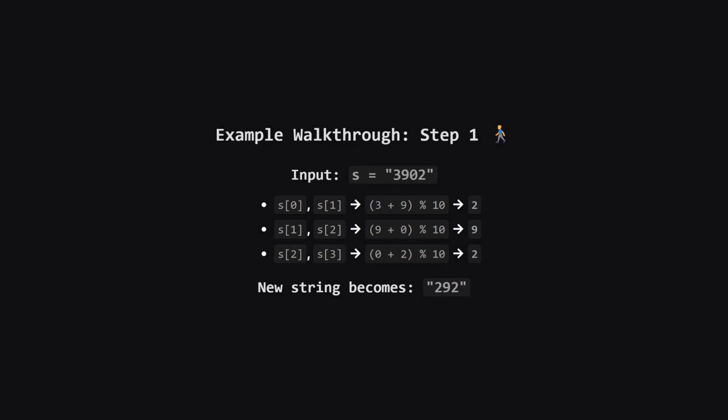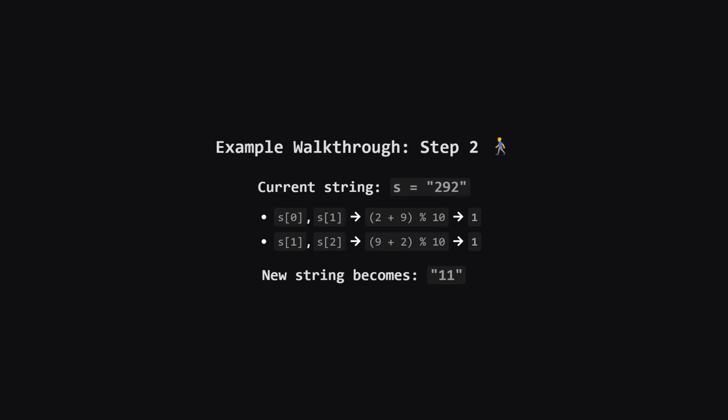Let's walk through the example from the problem, which is 3902. First, we look at the first 2 digits, 3 and 9. We add them to get 12, and modulo 10 gives us 2. So the first digit of our new string is 2. Next, we slide over and look at 9 and 0. Their sum is 9, and modulo 10 is still 9. Finally, we look at 0 and 2. Their sum is 2, and modulo 10 is 2. So, after one full pass, our original string 3902 becomes 292.